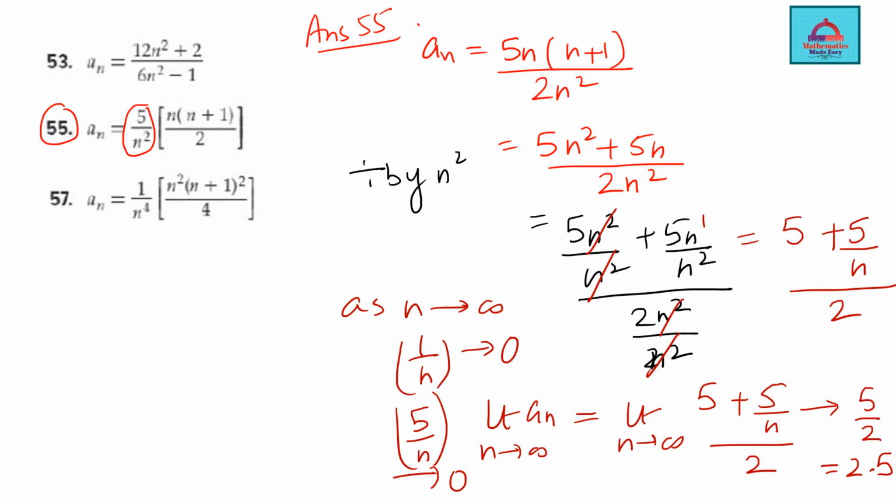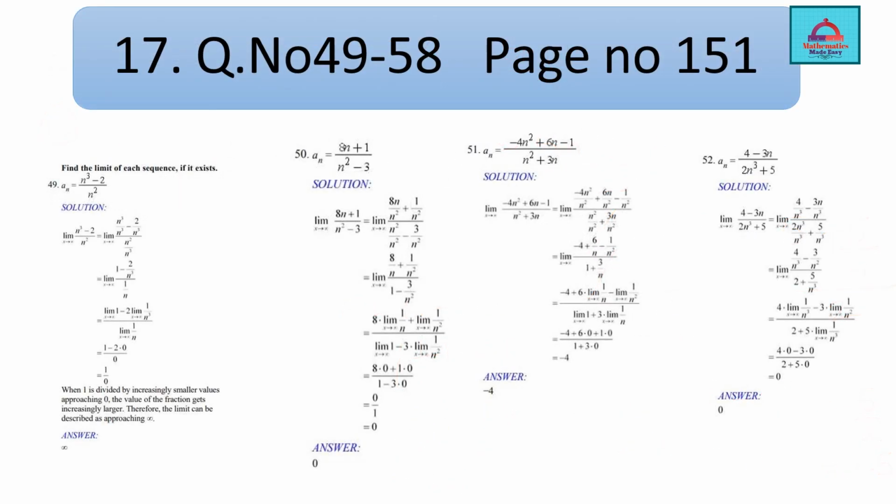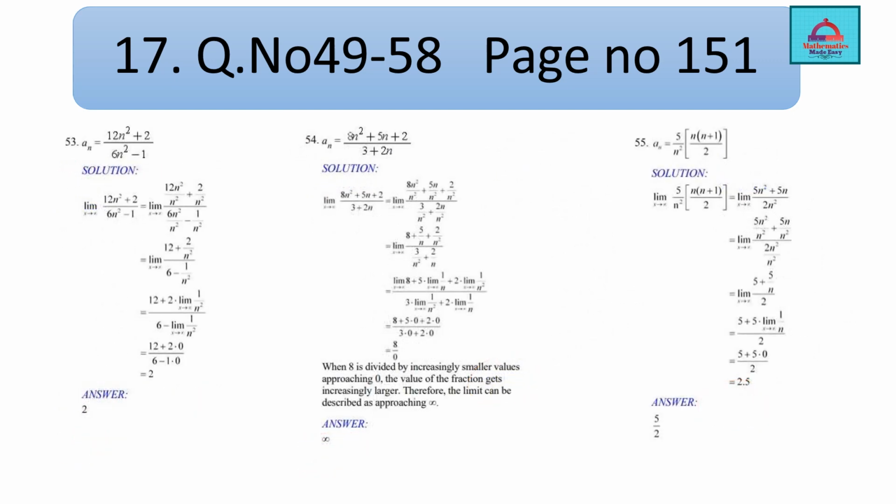Let's check other answers now from the answer key. If you see carefully, for question 49, the answer is infinity. The limit goes to infinite. For question 50, the answer is 0. For question 51, the answer is -4. And for question 52, the answer is 0. We already solved question 53, so we know the answer is 2. We've already solved question 55, so we know the answer is 5 by 2. In a similar way, for 54, the answer is infinite, and all this is given in the answer key.